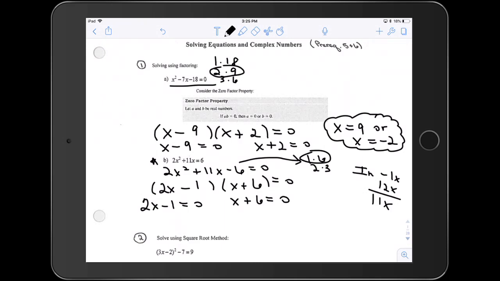Okay, so I'm setting each one equal to 0. I end up with x equals 1/2 here, or x equals negative 6 here. Again, I know I'm going through this very quickly.